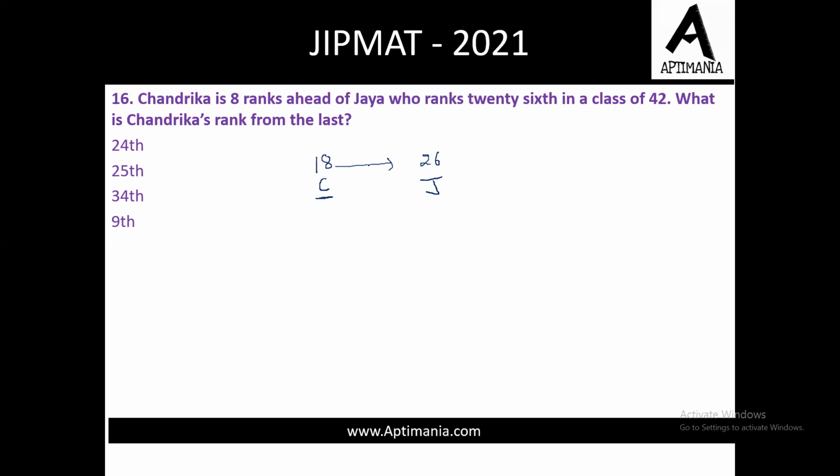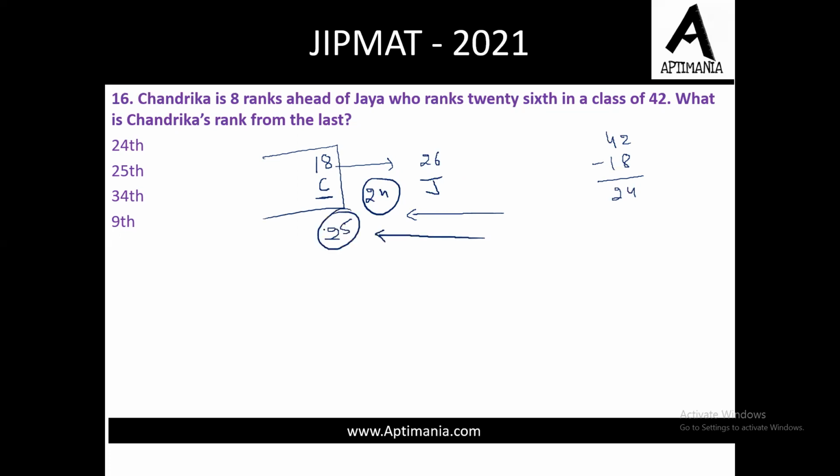Now question is, what is Chandrika's rank from the last? We need to find rank of Chandrika from here. So we have 42 students. उसमें से चंद्रिका तक यदि हम टॉप से काउंट करते हैं तो 18 स्टूडेंट चले गए, तो we have 24 स्टूडेंट जो कि चंद्रिका के बाद में बैठे हैं. Now there are 24 students after Chandrika. So Chandrika की rank then must be 25. So the correct answer to this question is 25.